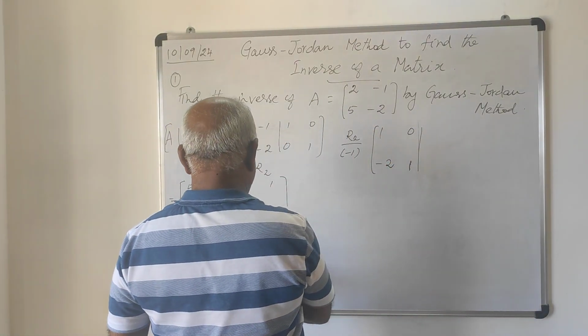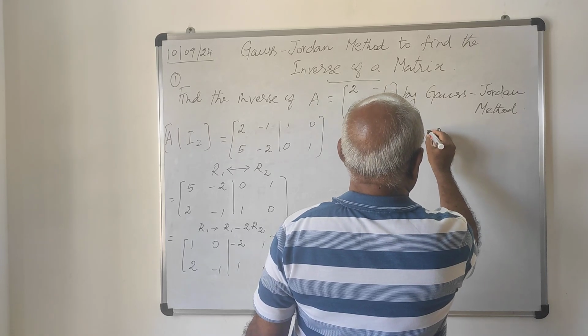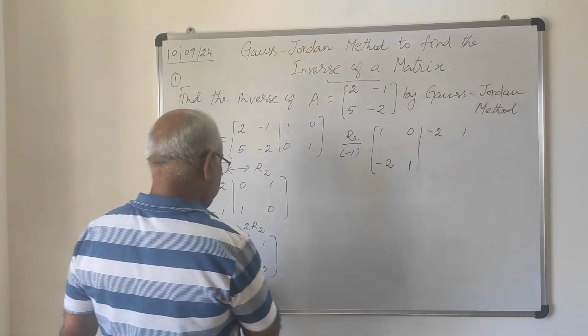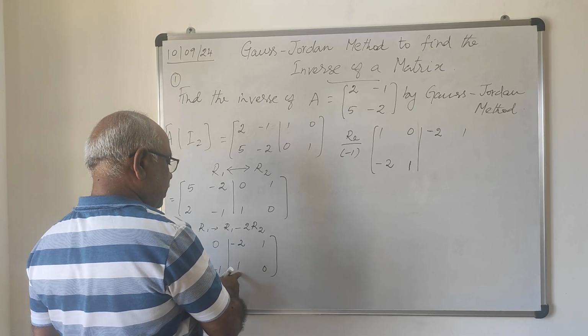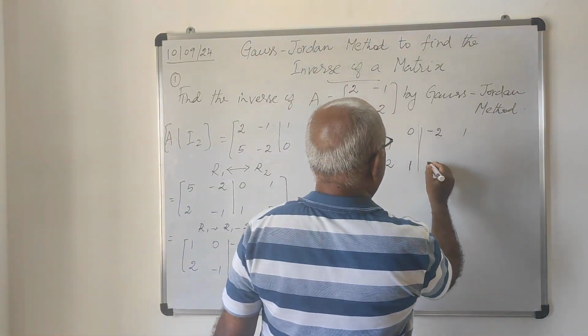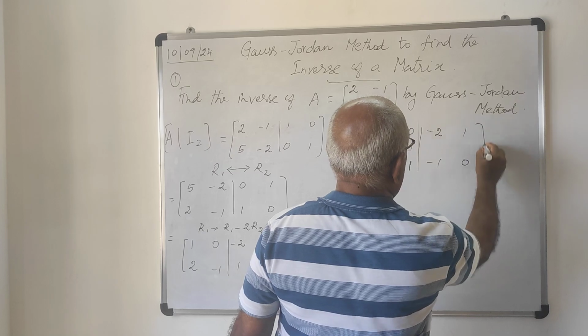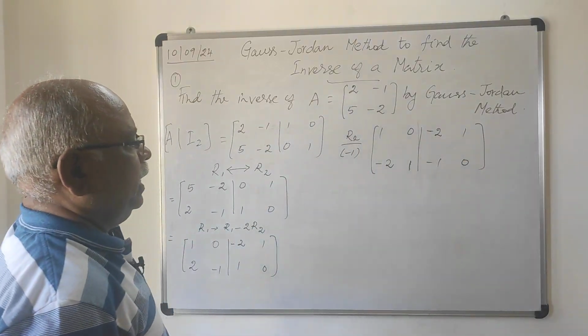So similarly here, minus 2, 1, divide R2 by minus 1. Right side matrix also you have to divide R2 by minus 1. 1 by minus 1 is minus 1, 0 by minus 1 is 0. Okay, next.